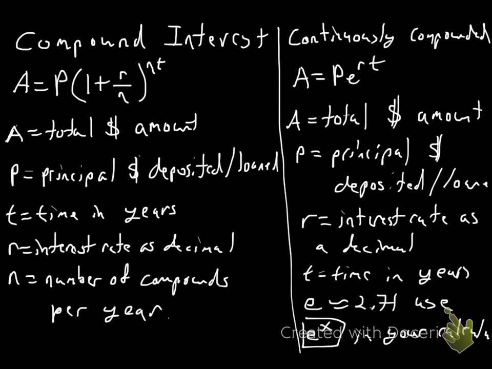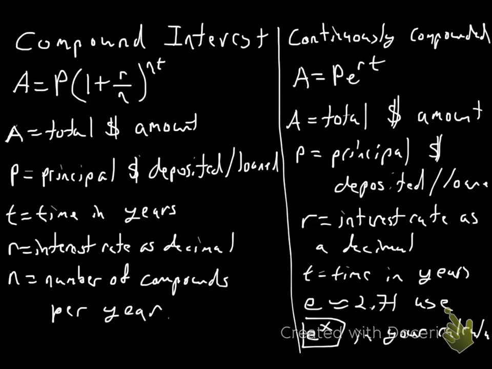We're going to look at compound interest and continuously compounded interest. They have different formulas, and you use them for different scenarios. Compound interest is kind of based off of simple interest, and simple interest is based off of a year and has a different formula. But compound interest is you're earning interest on top of your interest.